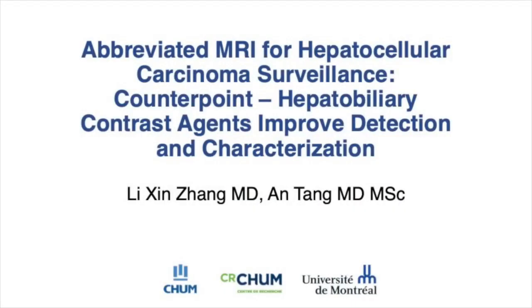We will present the abbreviated MRI for hepatocellular carcinoma surveillance counterpoint: hepatobiliary contrast agents, improved detection, and characterization. We know that recently, abbreviated MRI protocols using fewer selected sequences have emerged as an alternative surveillance strategy for HCC with reduced acquisition and interpretation times compared to a complete MRI protocol while maintaining high sensitivity and specificity. The three main abbreviated MRI protocols described in the literature include non-enhanced imaging, dynamic imaging using an extracellular contrast agent, and hepatobiliary phase imaging using a hepatobiliary contrast agent. Today we will focus our discussion on the latter two.